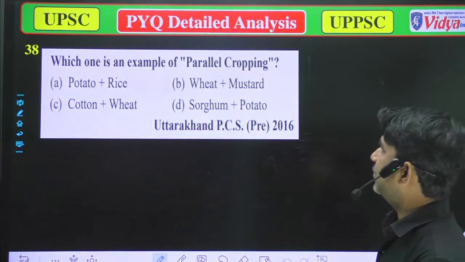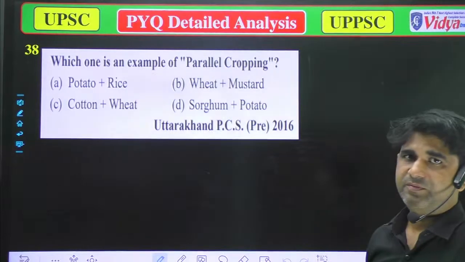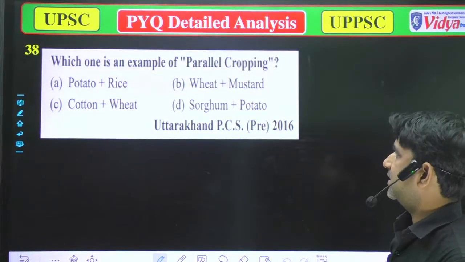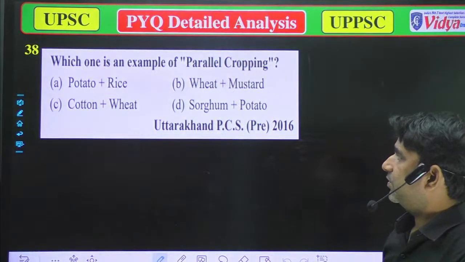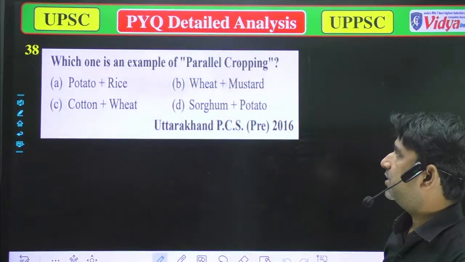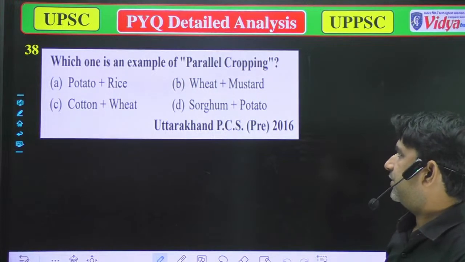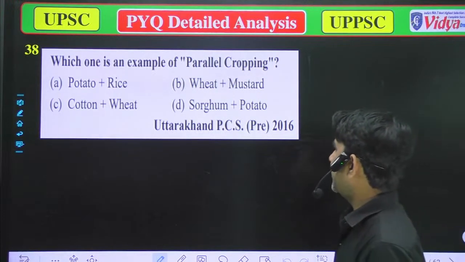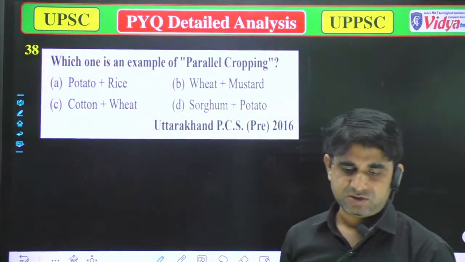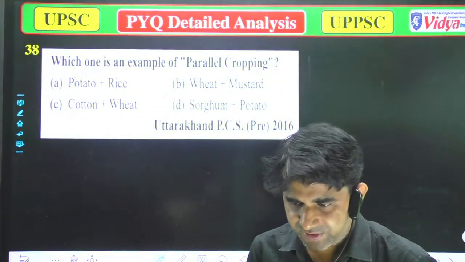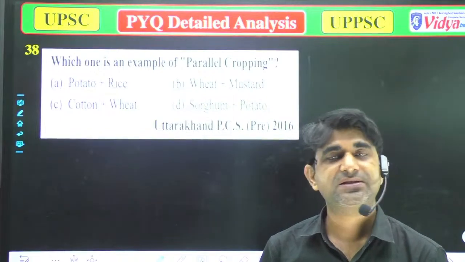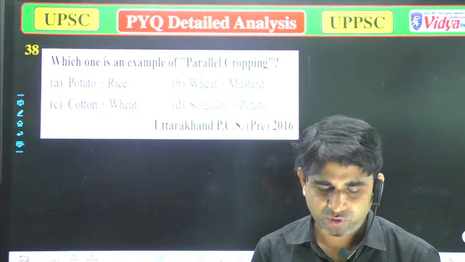Which one is an example of parallel cropping? A. Potato and rice. B. Wheat and mustard. C. Cotton and wheat. D. Sorghum and potato. Anyone who is live, please try to attend this question. What will be the correct option?